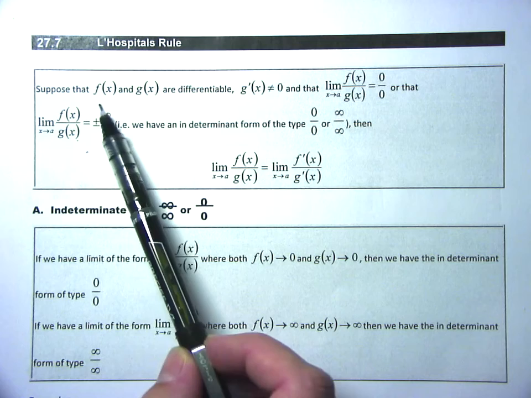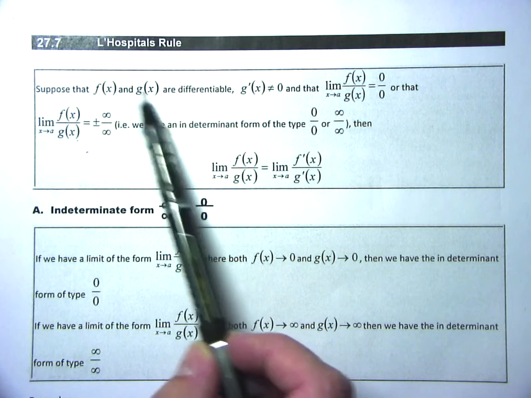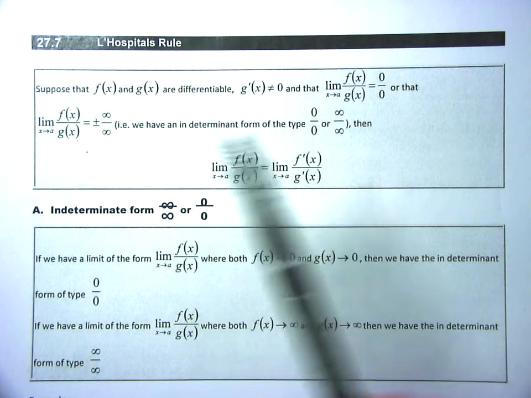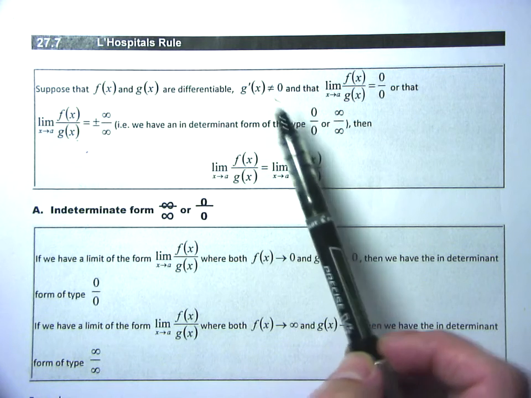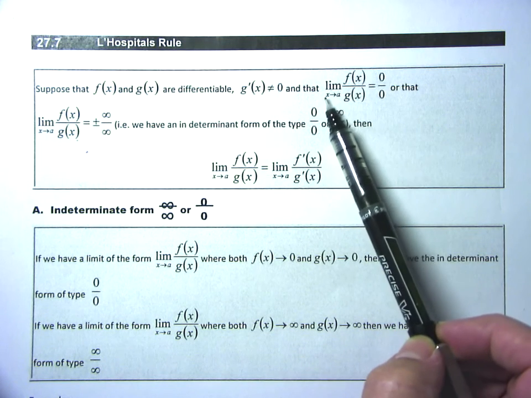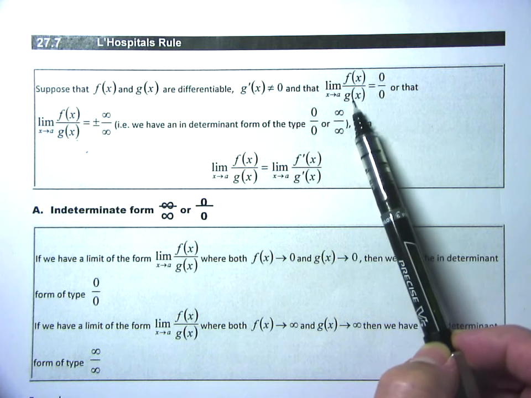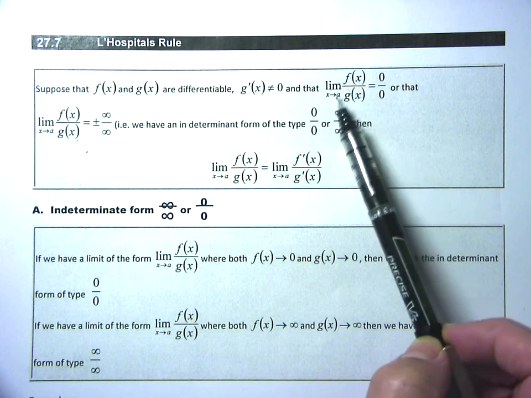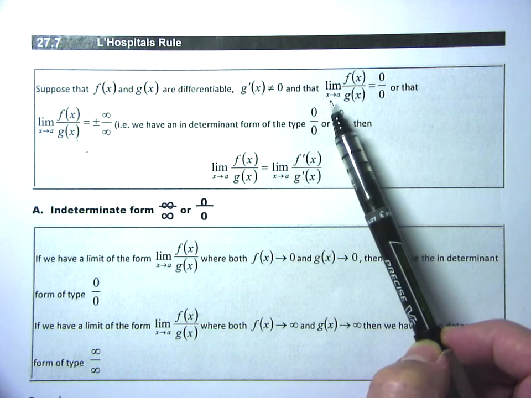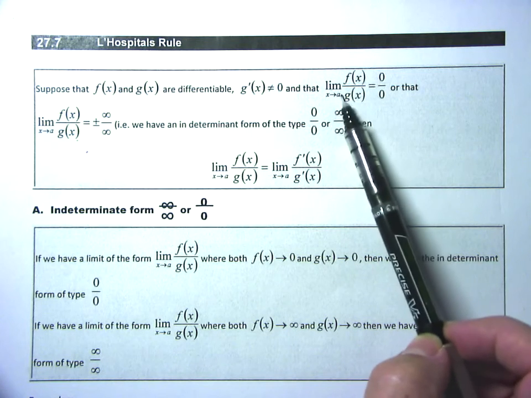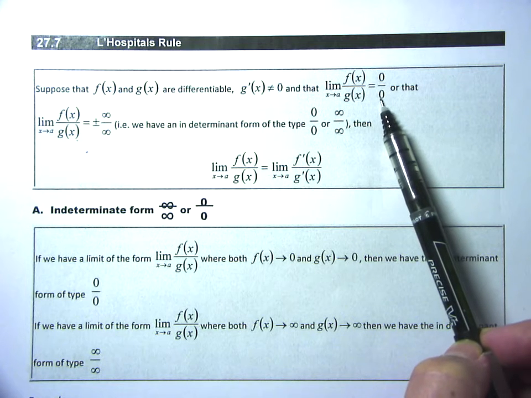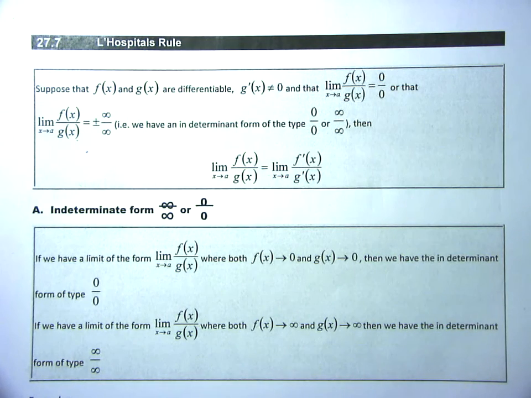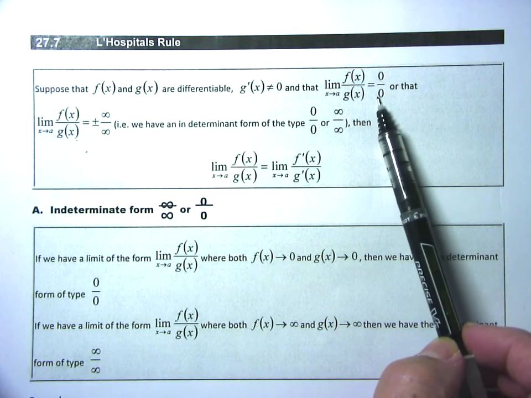Suppose that we have two functions, f of x and g of x. Both of these functions are differentiable, and g prime of x is not equal to 0. What we're going to do is take the limit as x approaches a of f of x over g of x. It's important to note that our limit is in the form of a fraction, a rational expression. We're going to plug that limit in, and if we see 0 over 0, we're in the special case. So 0 over 0 is the first indeterminate case.